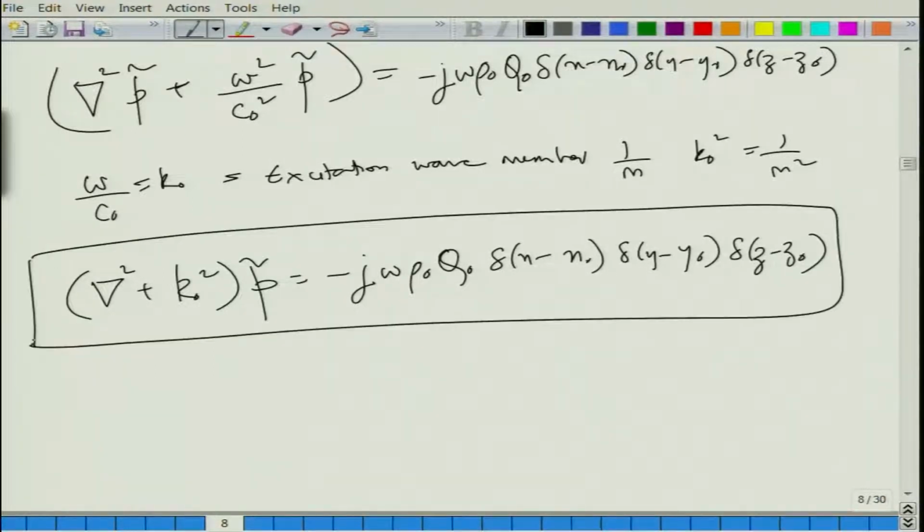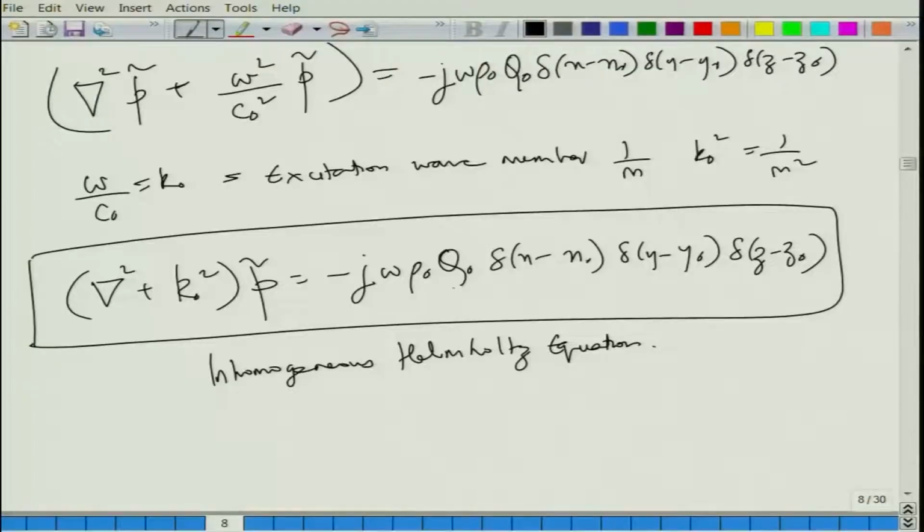Now, this is your inhomogeneous Helmholtz equation in Cartesian coordinate system. Okay. So, there are lots of things we can do from here. The first thing that I would like to tell you, a small digression here. So, you have to pay attention here.